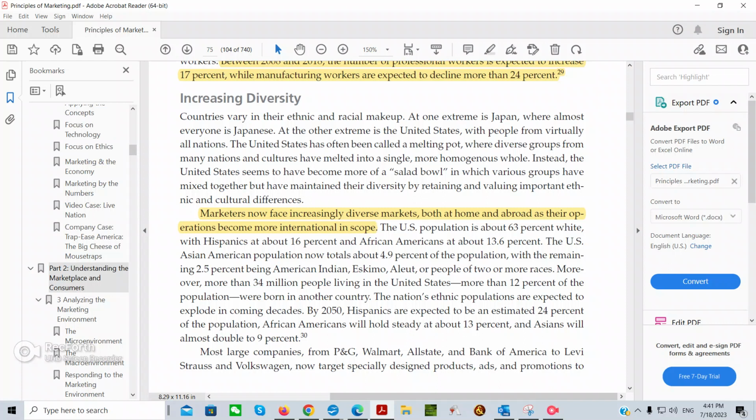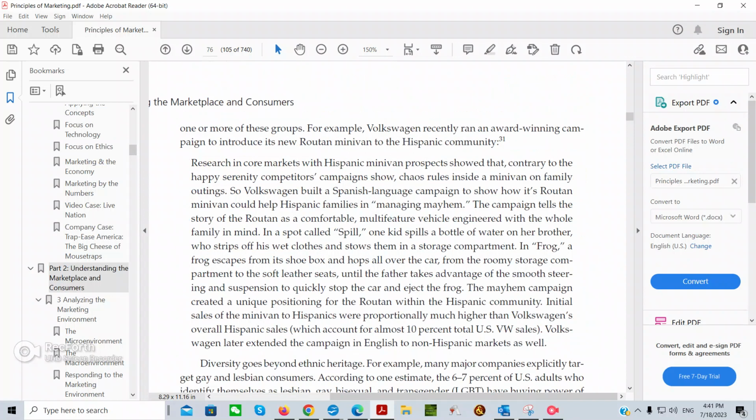Most large companies like P&G, Walmart, Allstate, Bank of America, Levi Strauss, and Volkswagen now target specifically designed products, ads, and promotions to one or more of these groups. For example, Volkswagen recently ran an award-winning campaign to introduce its Routan minivan to the Hispanic community.